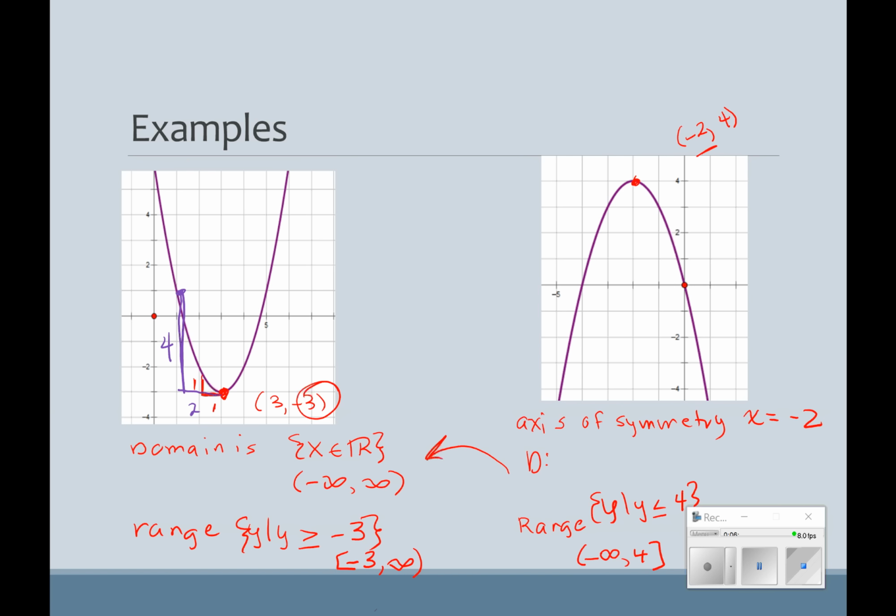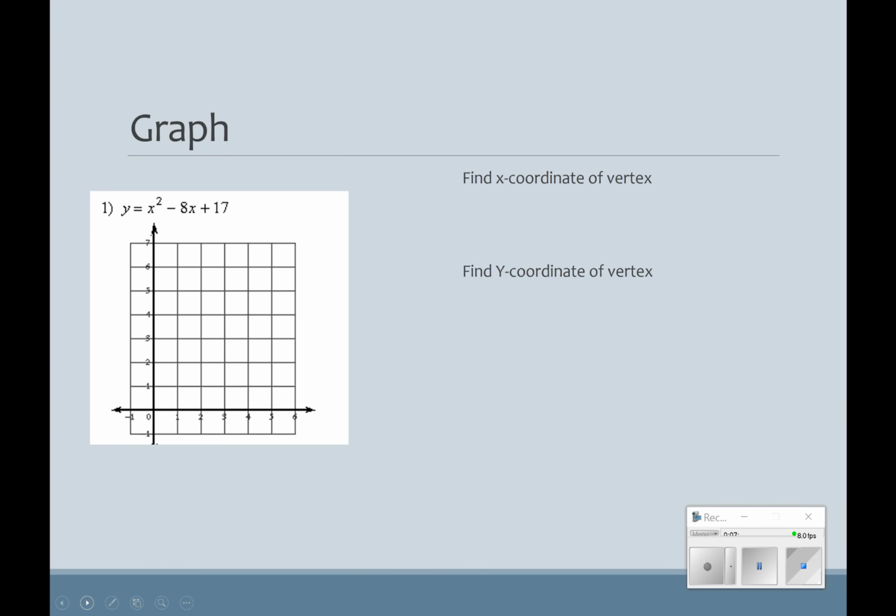If I were to go over 3, I'm just going to do it off to this other side, and I would count up to the next point. I'm going to go up 3 squared, or 9. But we're doing this all from the vertex. Okay, so let's look at an example to graph.